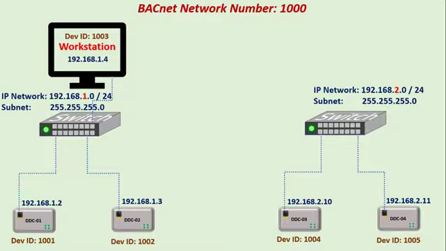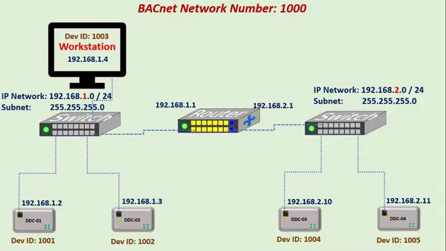Now consider the case where BACnet IP devices are connected on different IP subnets. These IP subnets are connected together through an IP router, which helps in communication between these different subnets. Here note a very important thing: although BACnet IP devices are connected to different IP subnets, the BACnet network number is still the same. The BACnet network number in our case is 1000 and we are using the default UDP port for all the devices.